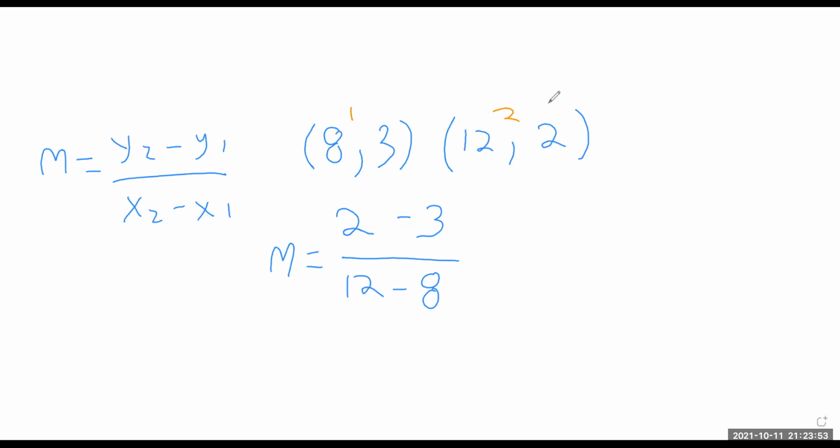Awesome, awesome. So what we should have gotten is negative 1 over 4. And so that right there is going to be our slope.